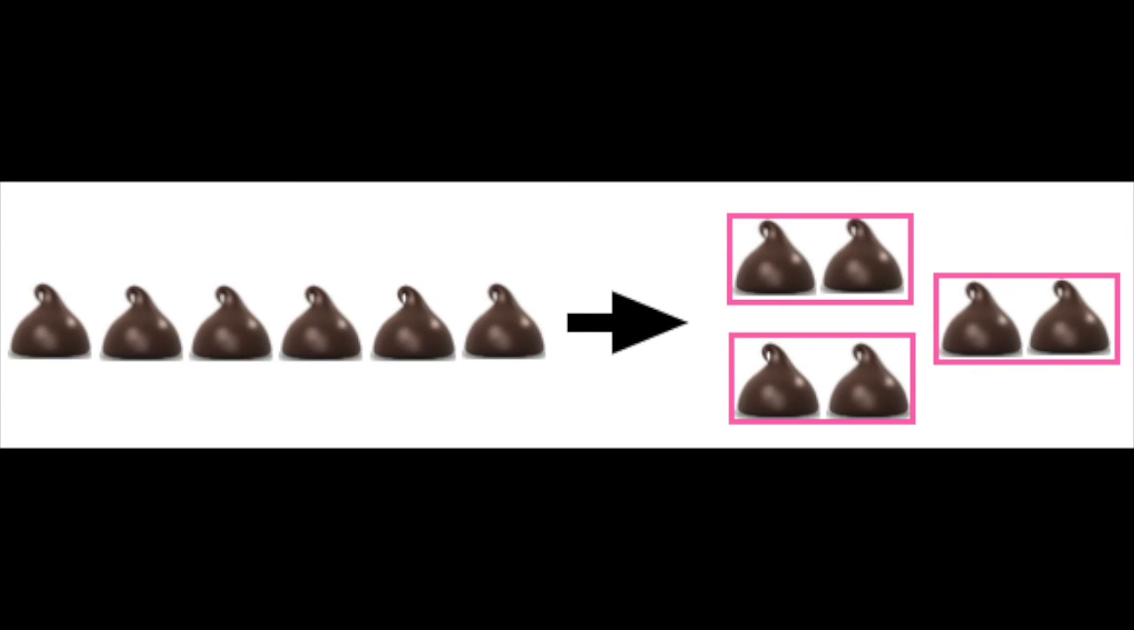For division, you can use a method called repeated subtraction, where you do the exact opposite. You separate a group of objects into equal smaller groups. Here, we are starting with 6 chocolate chips. We separate them into 3 groups of 2. So 6 divided by 3 equals 2.